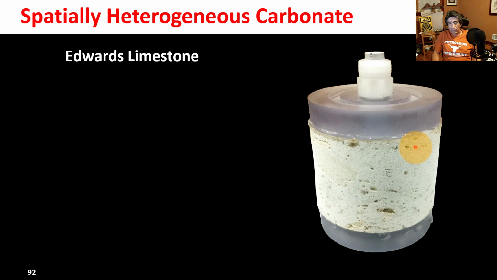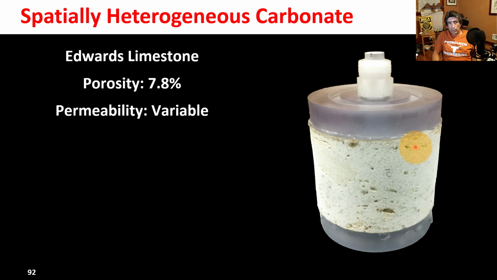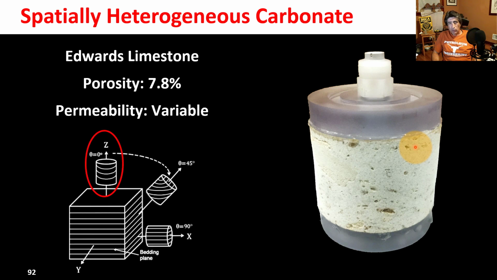Here is the Edwards limestone. That's the way it looks. The porosity is 7-8%. Of course, we have variable permeability depending on what part of the rock you're looking at, as I indicated before, based on the mercury intrusion capillary pressure. And also, this image indicates how the samples were cut from the block of Edwards limestone. So with this, let's look at the movies.